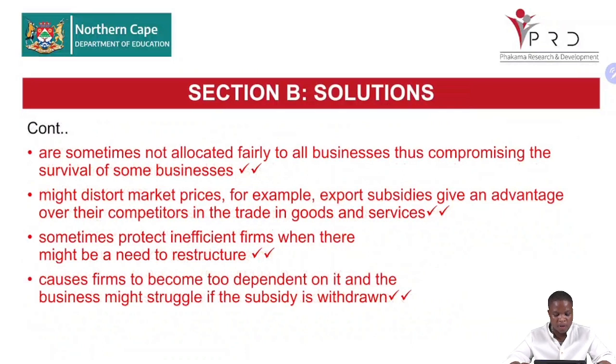It causes firms to become too dependent on it, and the business might struggle if the subsidy is withdrawn. If they are too dependent on the government subsidy and government decides to withdraw it, they may have a problem, because sometimes government subsidizes a business for 3 years. After that, if government is no longer subsidizing, they may struggle, and that will lead to them shutting down and creating problems in the economy, as people will be losing their jobs and production will also decrease.